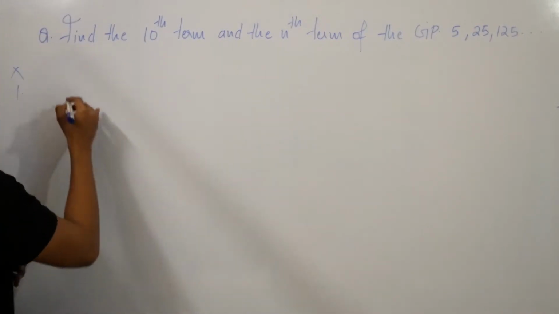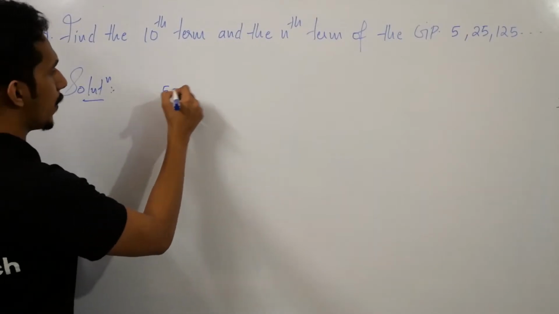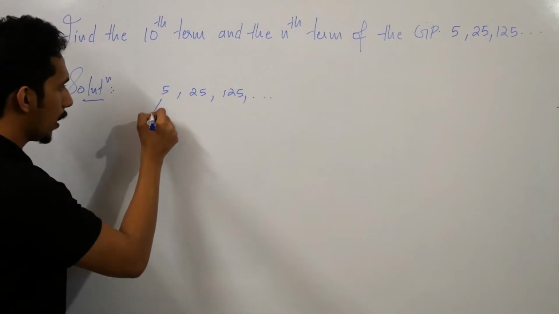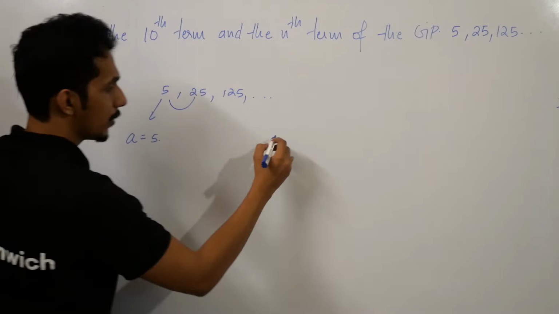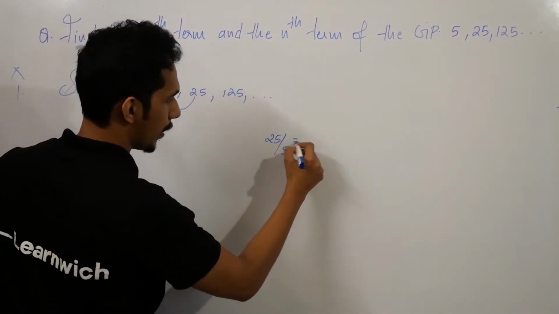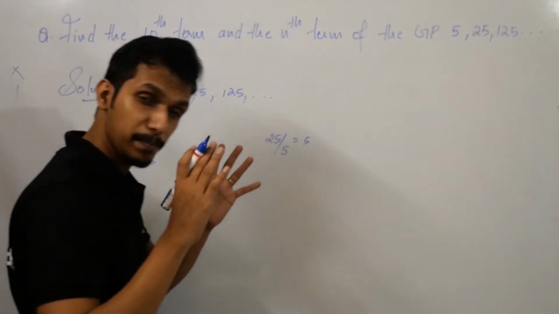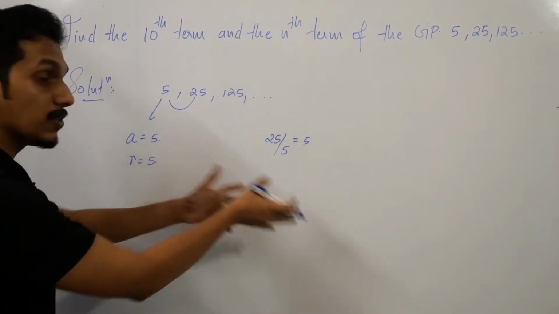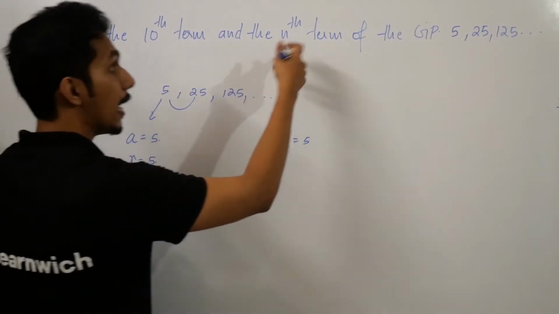Alright, so let's write the GP what is given. The GP here is 5, 25, 125, etc. So if you look here, A is 5. What is R? Not the difference, sorry. 25, A2 by A1, 25 by 5 is 5. So your R is 5 here. So this is a very basic explanation which will give you an idea on how to substitute the values in the equation. Alright, so we have to find the 10th term and the nth term of the GP.